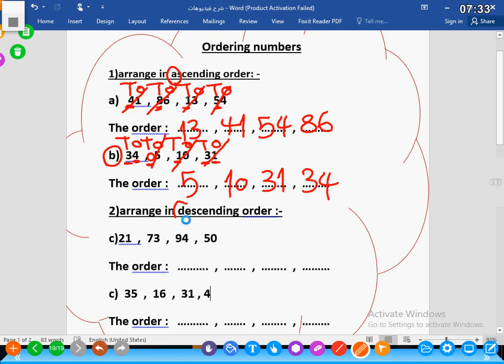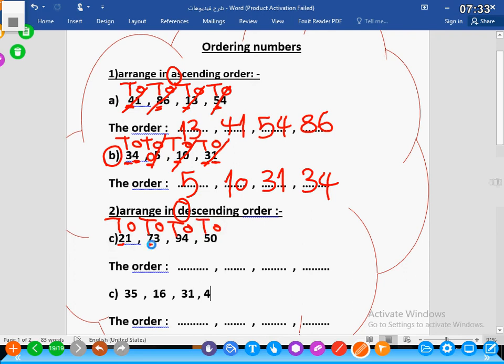Arrange in descending order. What's the meaning of descending? From the greatest to the smallest. Okay, now we have 21, 73, 94 and 5. First, put our place value, O and T, like that. And look at the tens place.